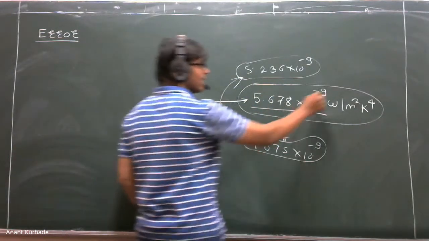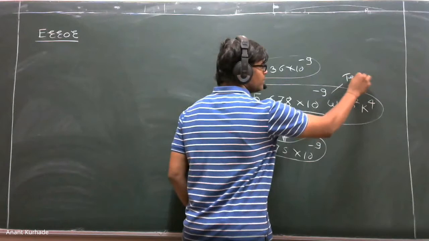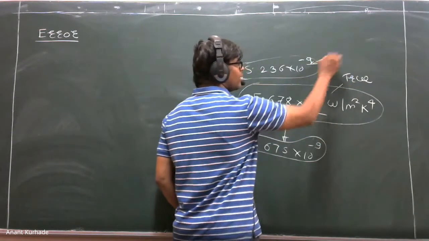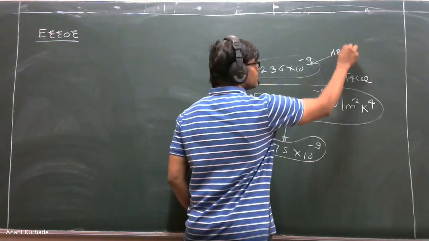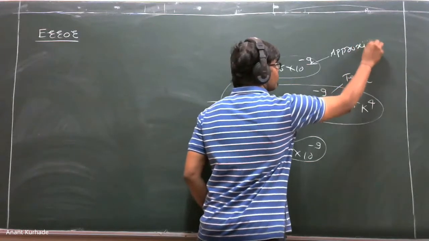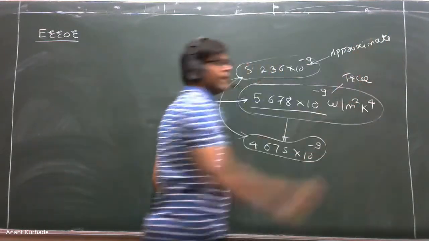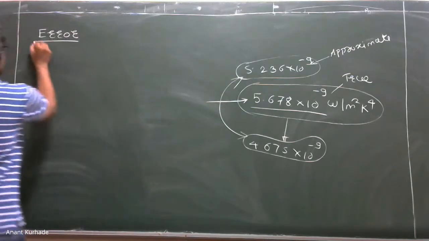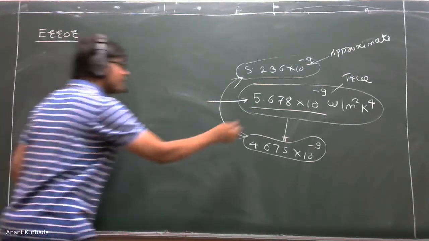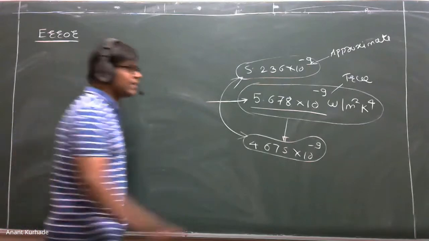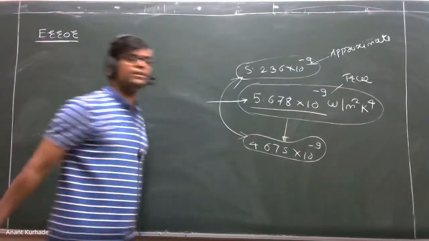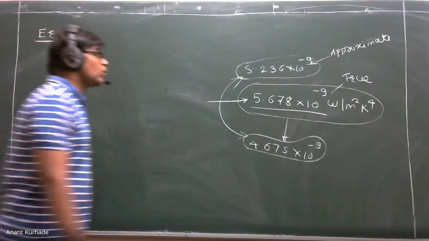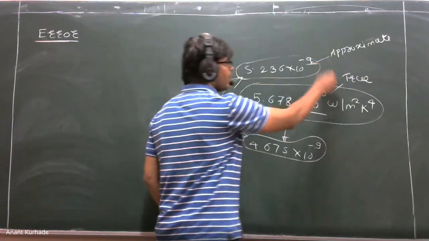So you can say this is the true value, and this is the approximate value. Okay, so how can we define this error? The error in this problem statement is, we can say, true value minus approximate value. True value minus approximate value.